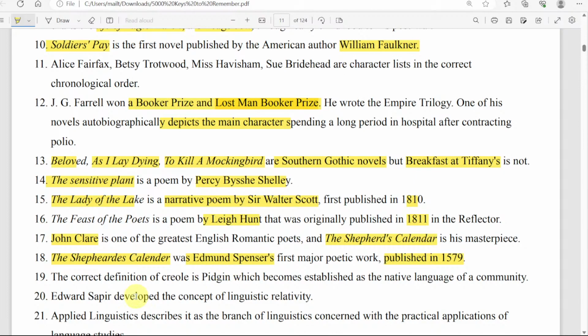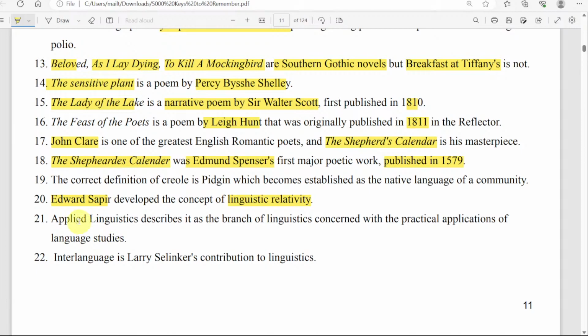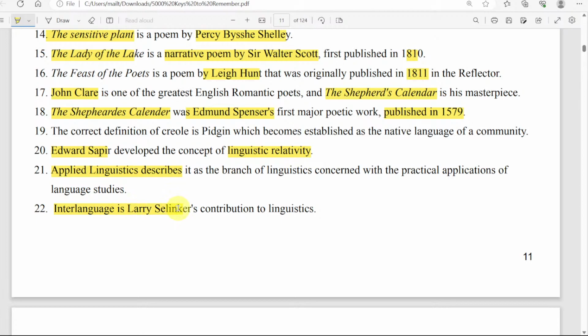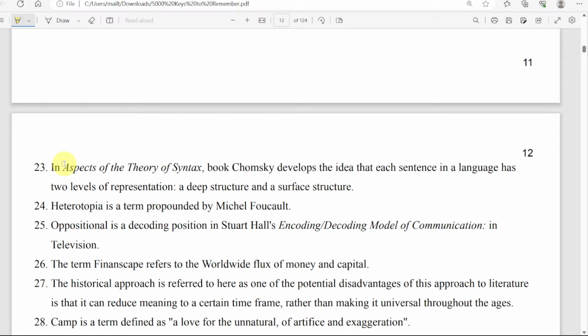So the beginning stage of any language is kind of pidgin, and then it becomes Creole. So Edward Sapir, very important term, linguistic relativity. Sapir-Whorf also, it is known as a hypothesis. Anyway, applied linguistics describes what? It is the branch of linguistics concerned with the practical application of language studies. And interlanguage is what? Larry Selinker's contribution to linguistics. Again, Aspects of the Theory of Syntax, it is a book by Chomsky, and it develops what? The idea that each sentence in a language has two levels of representation, a deep structure and a surface structure.